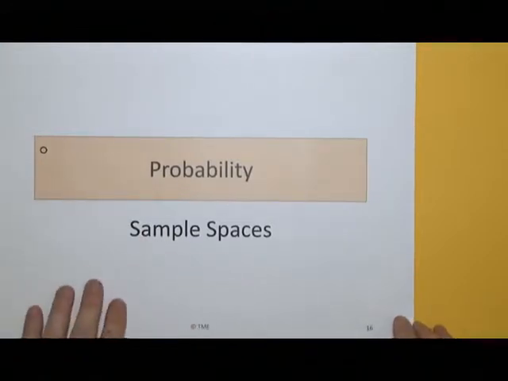Probability, sample spaces. This situation now is different because there could be more than one thing happening. We're not just rolling a die, but you might be rolling a dice or die, and then you might also be picking a card or something. So there are more than one. It's not just single outcomes anymore.